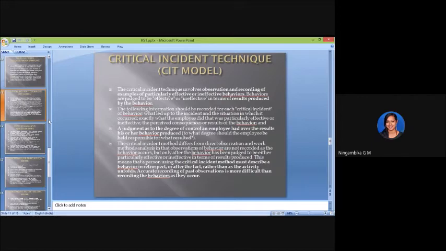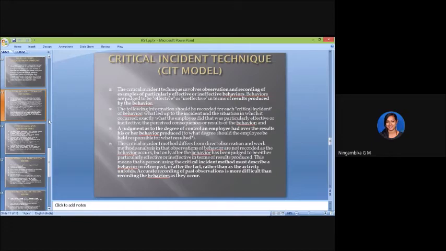The following information should be recorded for each critical incident of a behavior: what led up to the incident, and the situation in which it occurred. Keeping that as a track, they gather more information and come to a conclusion about how the employee's behavior will be. Then, a judgment on the degree of control an employee had over the results his or her behavior produced. What led to this type of behavior? That is helpful to track in future, so if this occurs again, how can they control it? And this will lead them to analyze whether the job is stressful or not.